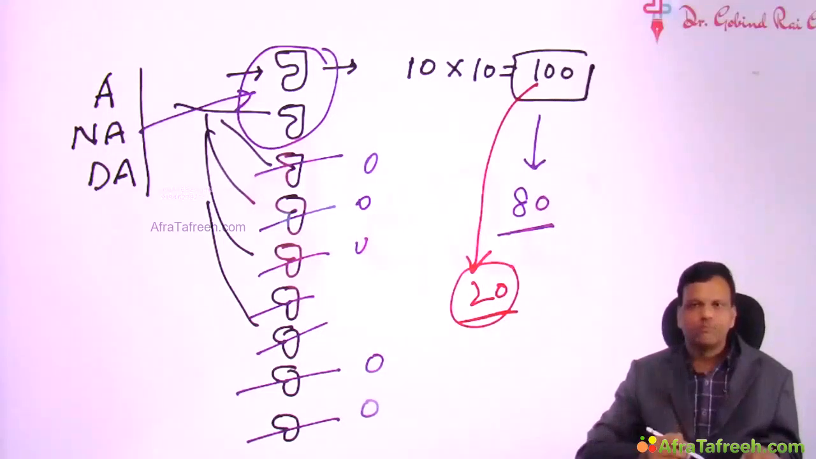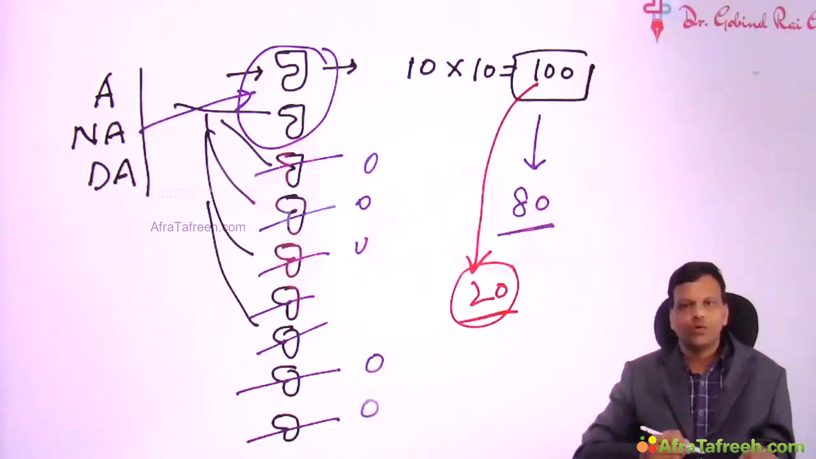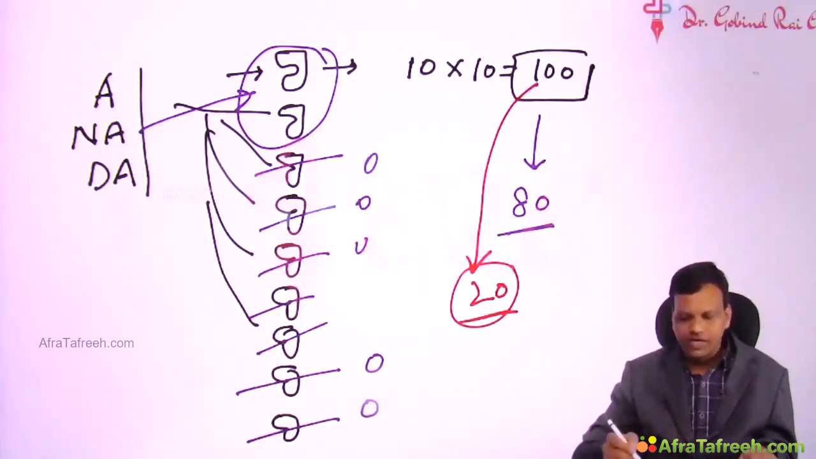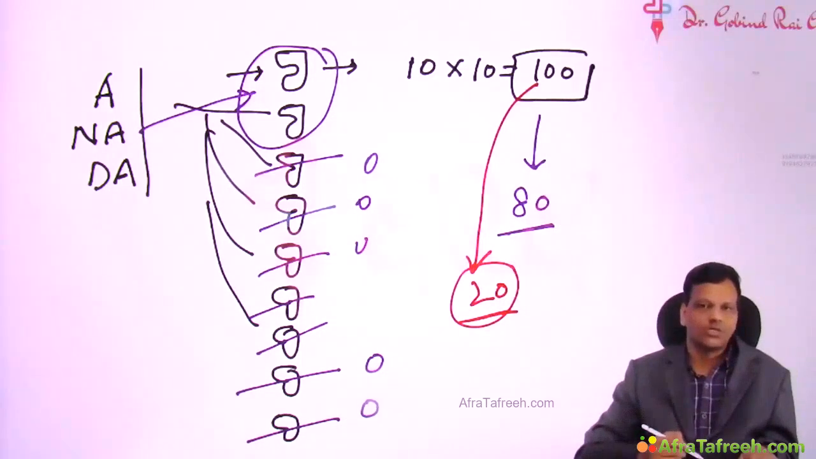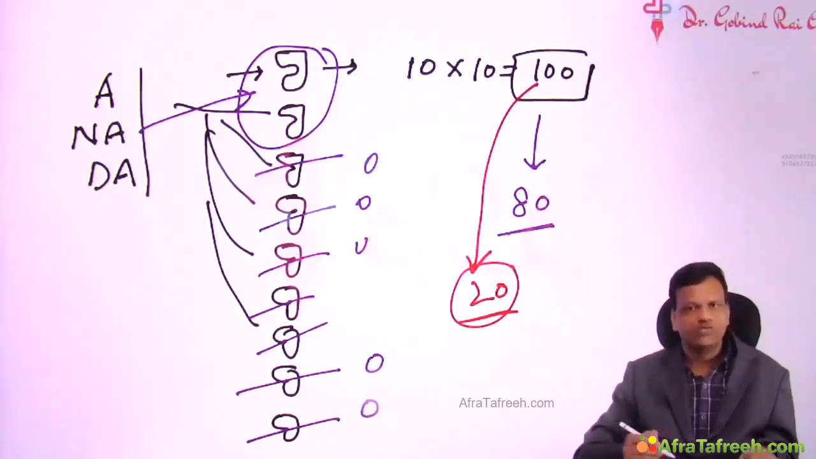But suppose beta blocker is the only treatment. No other treatment is available. So we want to treat the patient also, but we cannot afford severe bradycardia. So what is the solution? So now the solution lies in partial agonist. Remember, partial agonist will not produce 0. Partial agonist will not produce 10. It will produce in between.